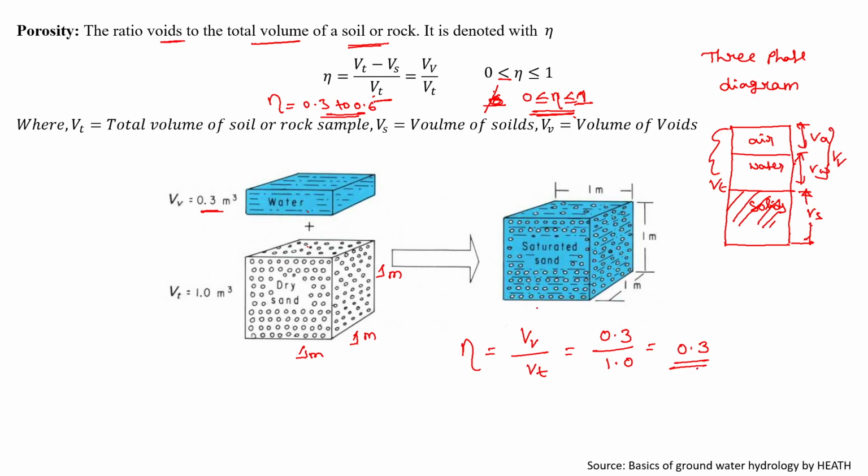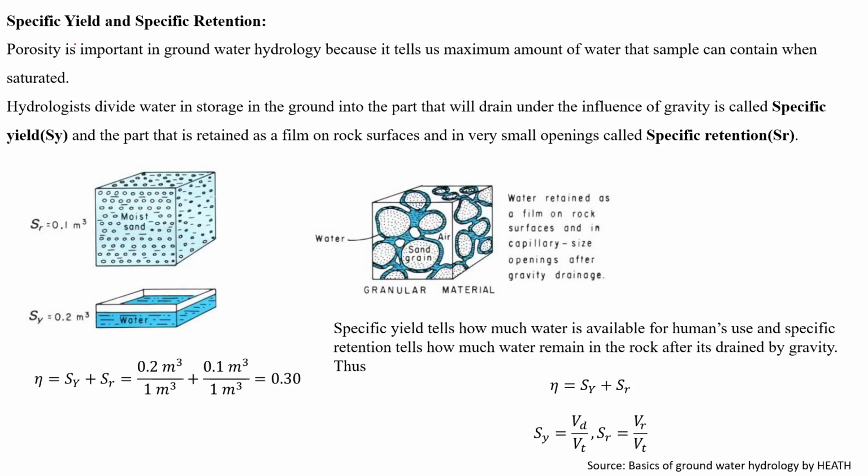In this case, can anybody say how the phase diagram looks like? In this case, we'll only have a two-phase diagram: one is water, one is solids. This becomes a two-phase diagram because the sand is fully saturated. I hope this is clear. Let's move to the next two basic definitions. One is specific yield, which we denote with SY. Another is specific retention, SR.